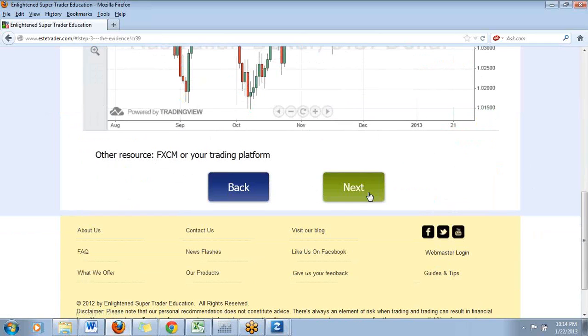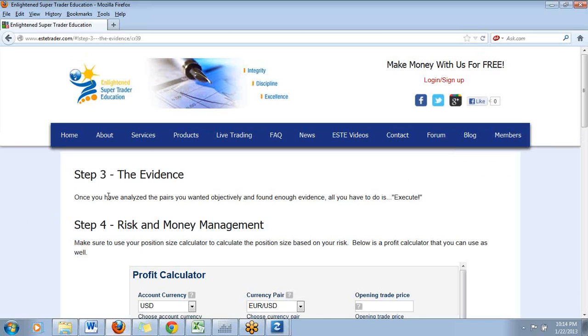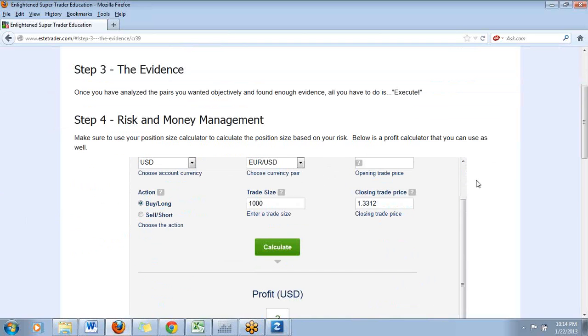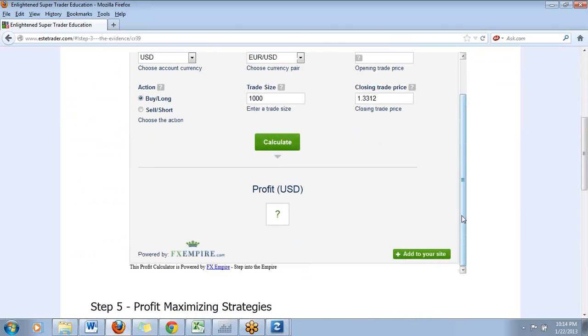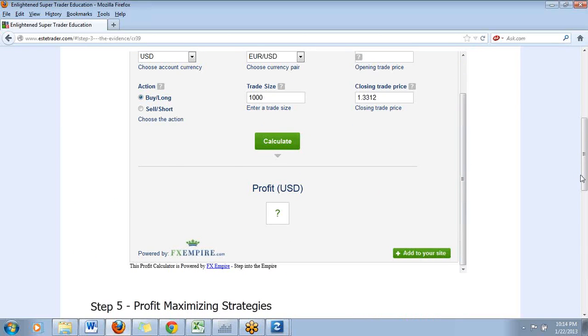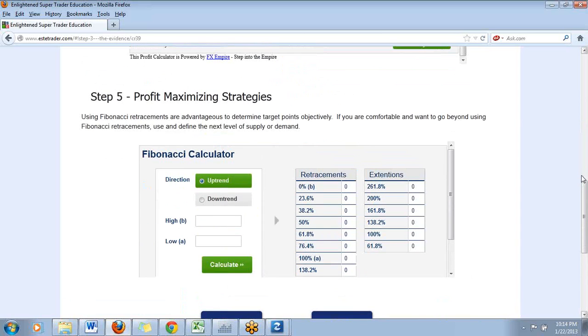And so for the next step, looking for the evidence. Once you've found pretty much everything, all you've got to do is execute risk and money management. I added a profit calculator, so you'll be able to calculate pretty much the profitability: if you're going long, going short, opening trade price, closing trade price, profit maximizing strategies, hence now with the fibs to make it more objective.